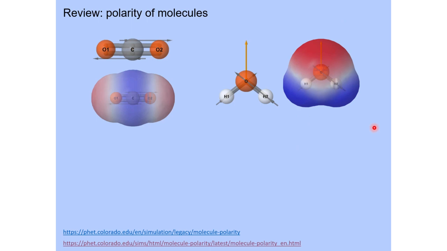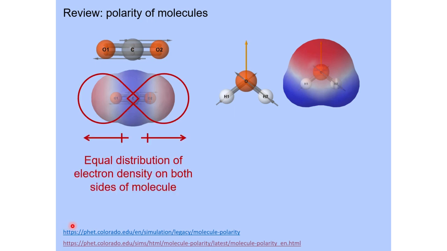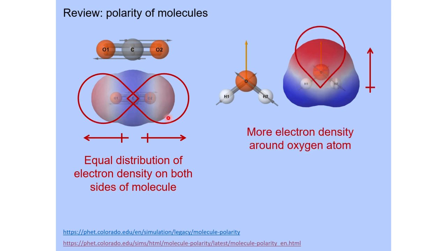If you would like to play around with polar molecules and practice identifying them, check out these two simulations where you'll actually be able to change the electronegativity of two atoms and look at how the overall polarity of the molecule changes. So what this really is showing you with this electrostatic potential map is the distribution of electron density. And so here we have equal distribution on both sides, and here we have more electron density in one region versus another.